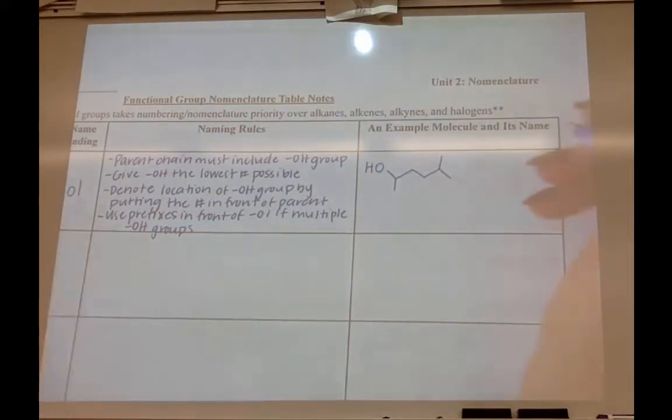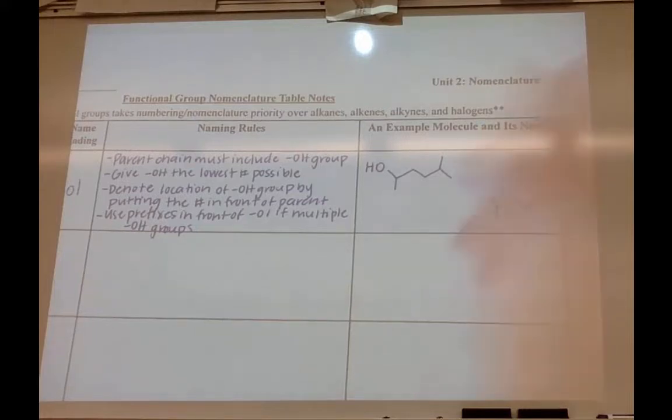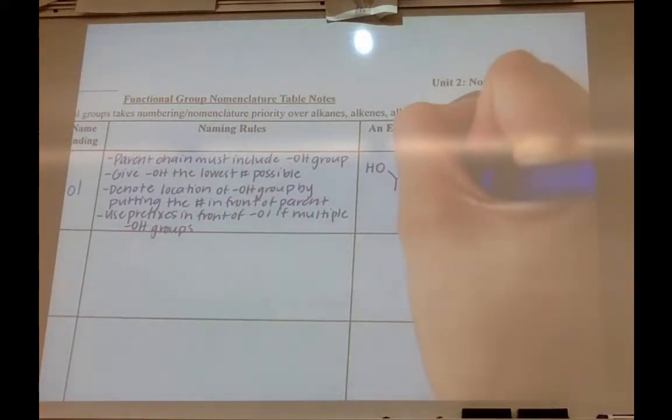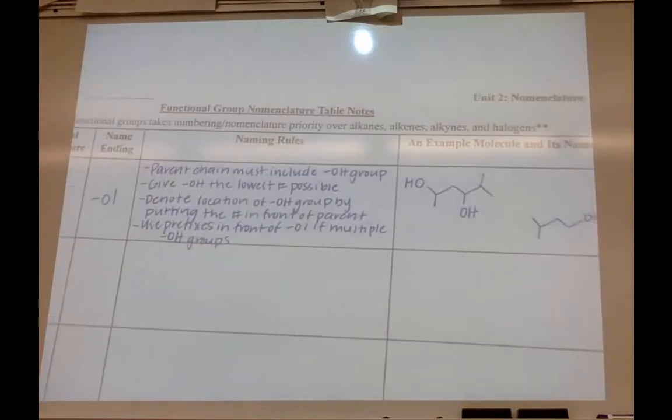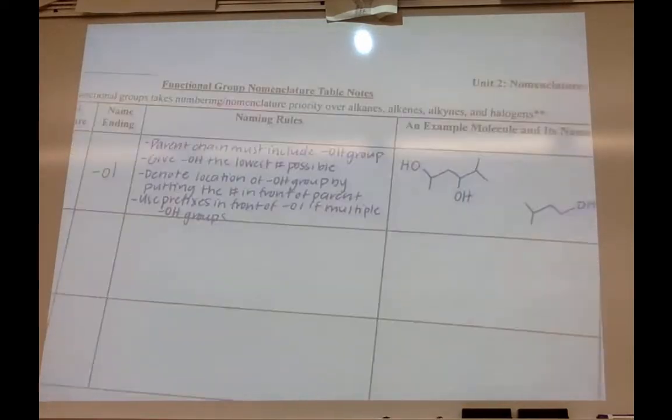Okay, here's one of them. And then here's another one. Oh wait, this is supposed to have, there we go. Okay, so here are 2 examples.